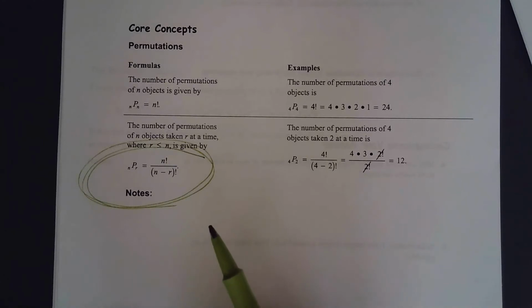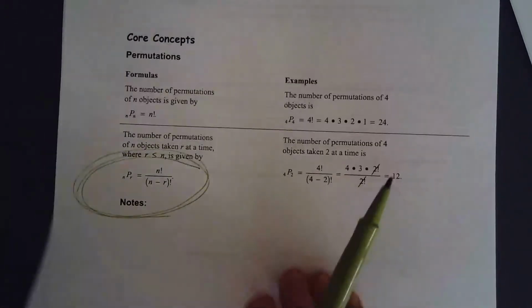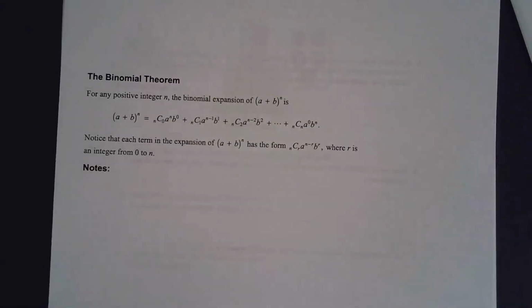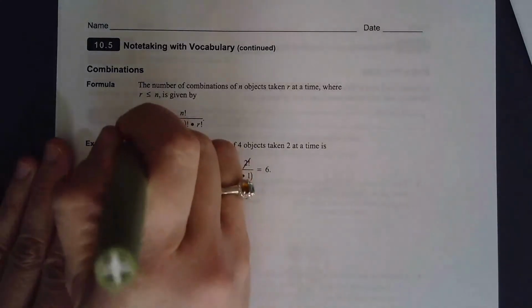So again, this will make a little bit more sense once we get into some of our examples. So what I'd like us to do is look at the next page, and then we'll add this to our list here. The next page is your combinations formula.